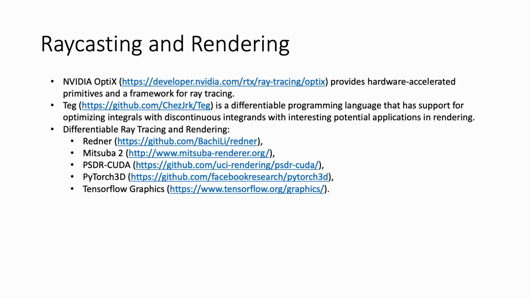Several frameworks help specifically with creating rendering operations. NVIDIA Optics provides hardware-accelerated primitives and a framework for ray tracing. TAG is a differentiable programming language that has support for optimizing integrals with discontinuous integrands, with interesting potential applications in rendering. Several frameworks for rendering with more or less integration with deep learning frameworks and with different strengths and weaknesses exist. And lastly, we put together a short, incomplete list of some of them here.